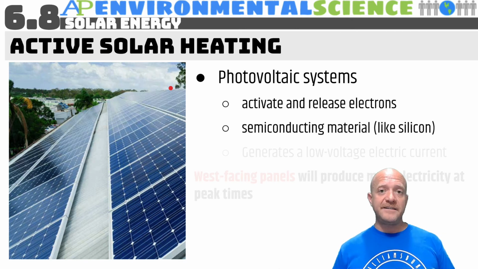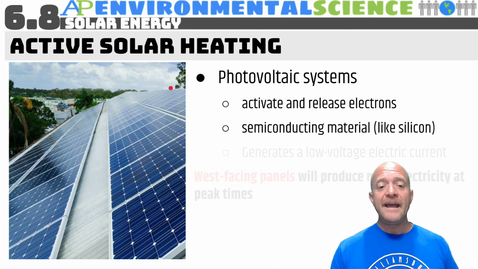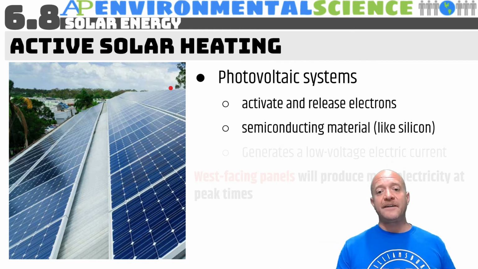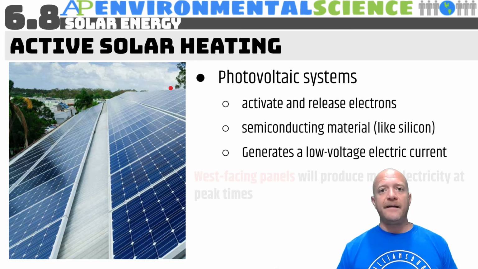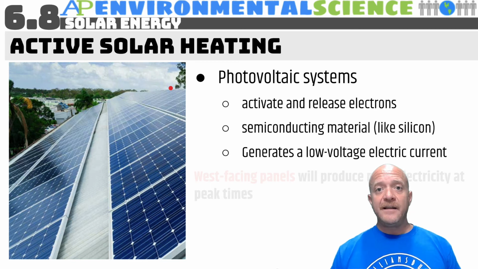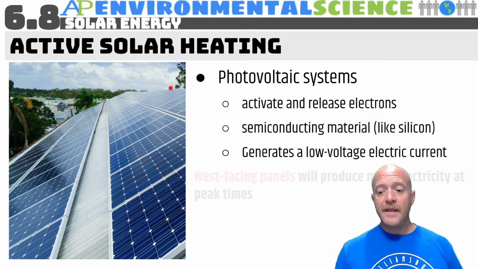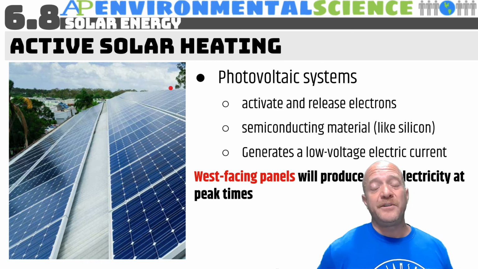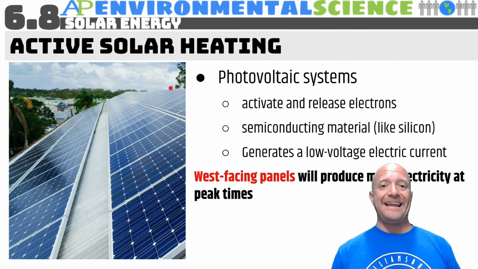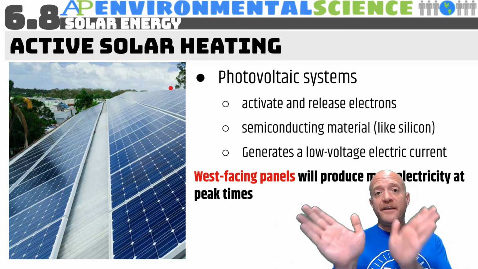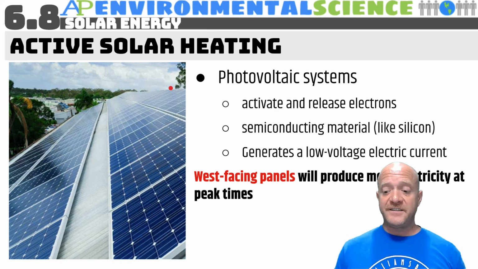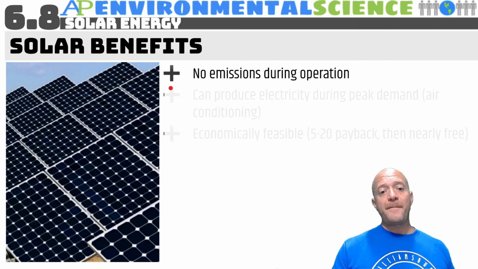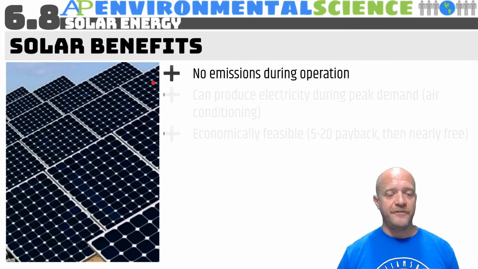So you have some sort of semiconducting material, and in this case it's going to be silicon, and it is going to absorb the energy and release the electrons, and it's going to generate low voltage electric current. So you're not going to be able to use high demand electrical devices. It would not be beneficial for industry, but you can use it to power your electricity needs in your own home. Now, a panel that is west facing in the United States is going to produce the most electricity at peak times because it's going to gather the most direct sunlight. Another thing is, if you have panels that follow the sun, that will produce even better production of electricity using these photovoltaic systems.